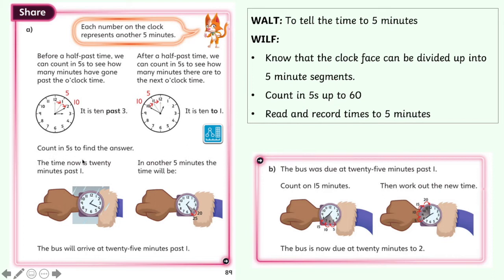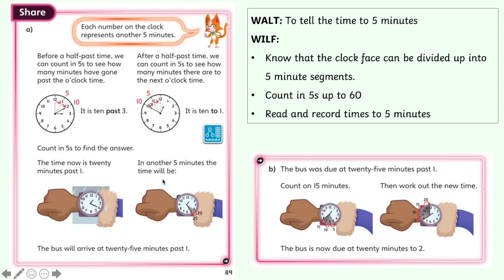So let's count in fives to find the answer to the time that this clock is showing and what the time will be in 5 minutes. So let's start at the top and we'll go 5, 10, 15, 20. So the minute hand is showing that it is 20 minutes past. Well, let's have a look at the hour hand. It's gone past the number 1. So it's 20 past 1.